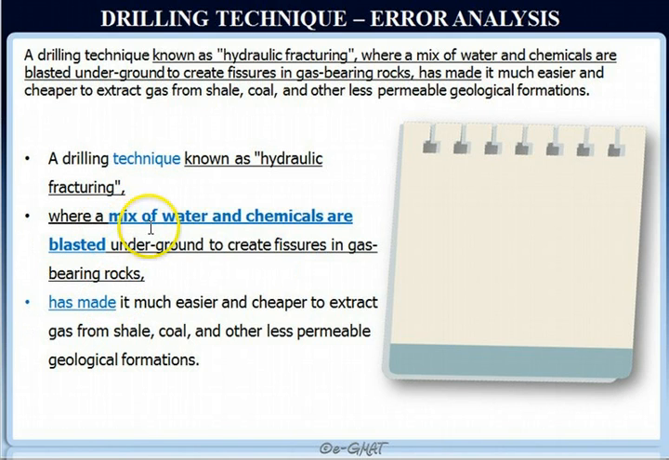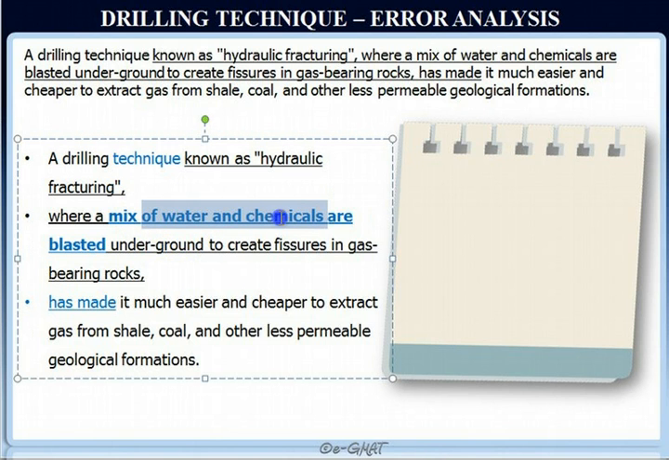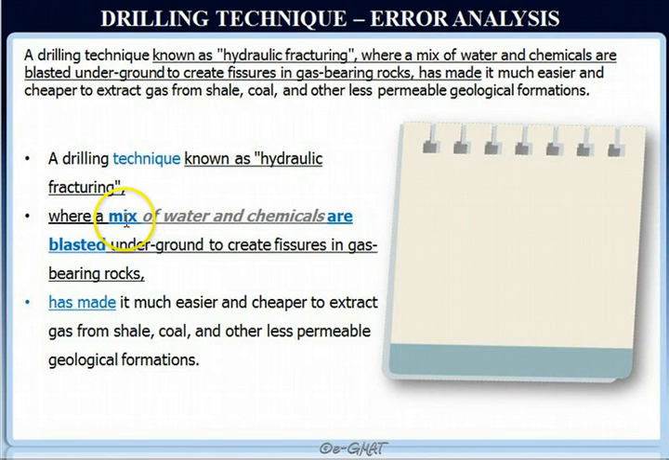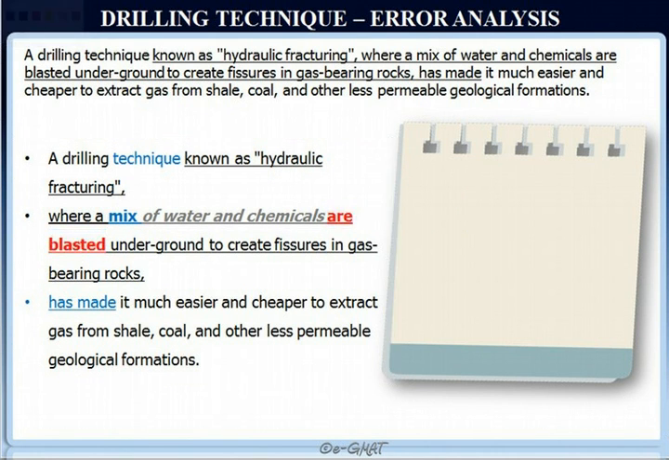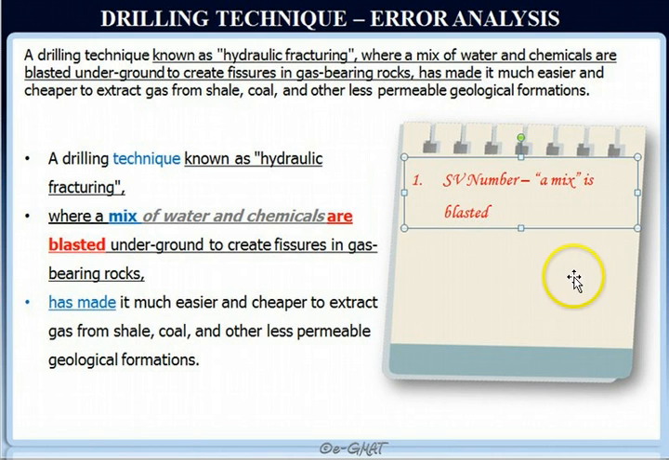But look at this: a mix of water and chemicals are blasted. Now notice, of water and chemicals is in the prepositional phrase, so this cannot be the subject. So the subject here is mix, and mix is singular: a mix, are blasted. So our singular subject with plural verb is not correct. So we have the subject-verb number error. A mix should be is blasted. So that's the first error.